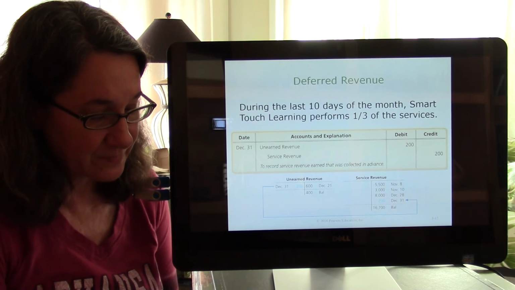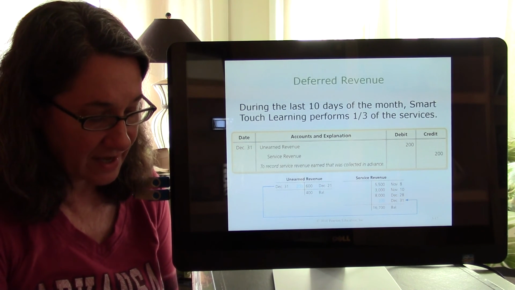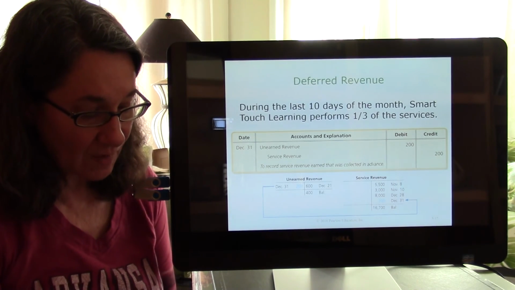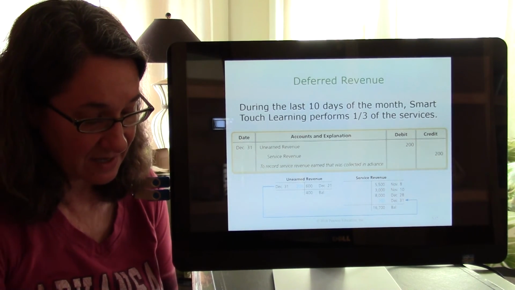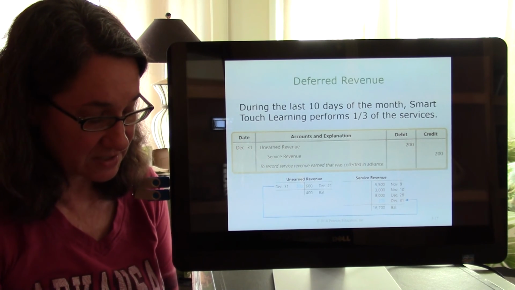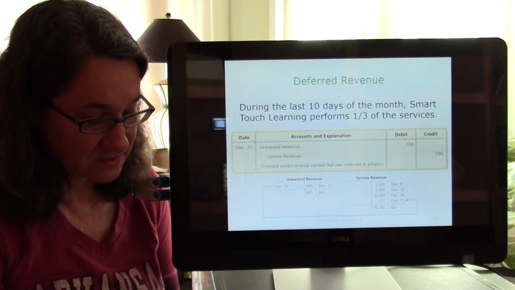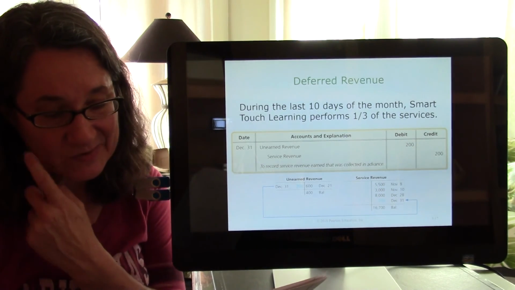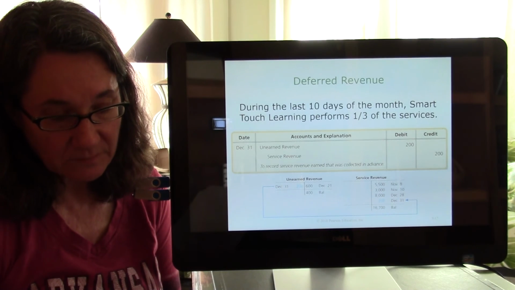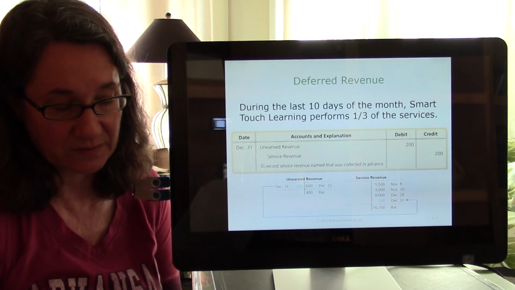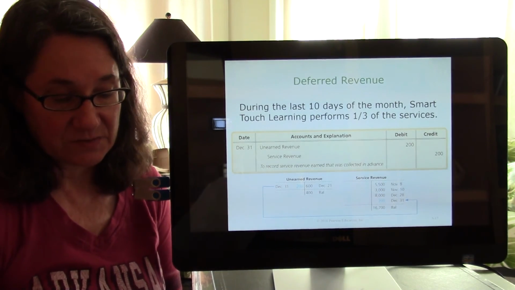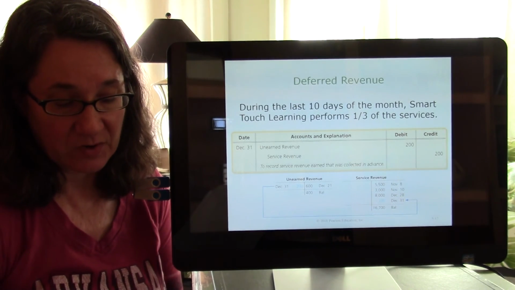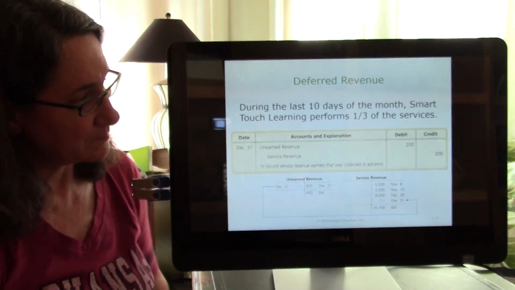In our example, Smart Touch Learning initially recorded a liability of $600 for unearned revenue. Between the time the payment was received and the end of December, Smart Touch Learning performed 1/3 of the services, which means it has earned $200 of the original $600 received from the customer. All right, 10 days divided by 30 days equals 1/3, times 600 equals 200. Therefore, 1/3 or 200 is required to be recorded as service revenue.